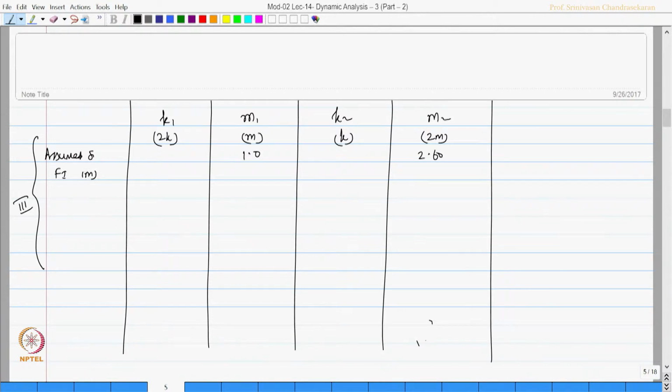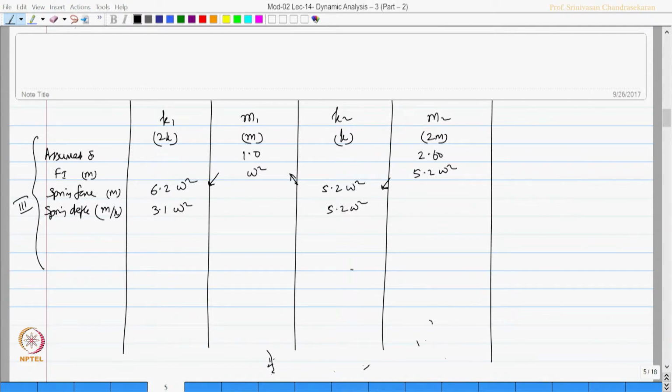We compute the inertia force with mass constant. So, which is 5.2 omega square, this is omega square. We find the spring force, which is 5.2 omega square, 6.2 omega square, then the spring deflection with m by k. So, 6.2 by 2, that is 3.1 omega square m by k, this is 5.2 omega square. So, we say calculated deflection with m by k, which is 3.1 omega square with 8.3 omega square. We take the ratio, this is 1.0, this is 8.3 by 3.1, which is 2.67.